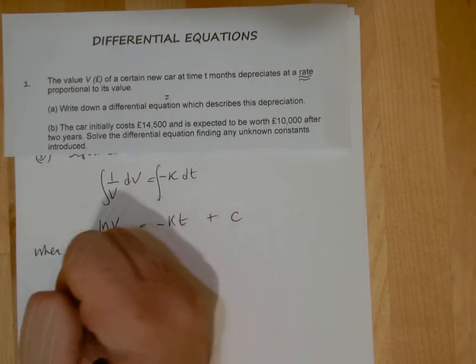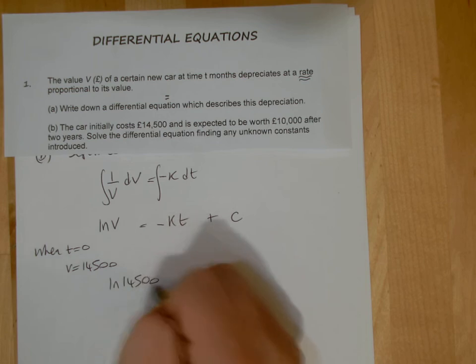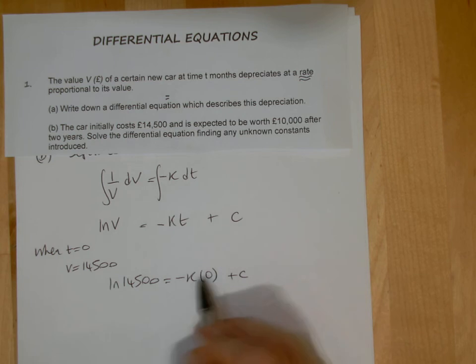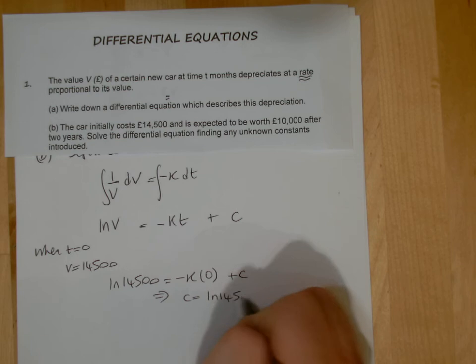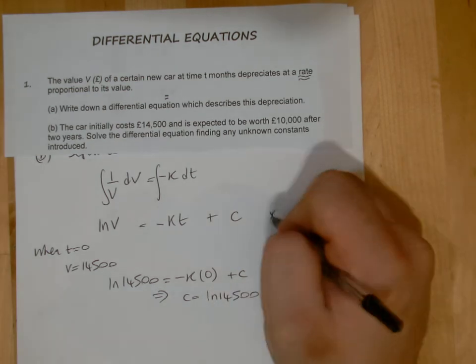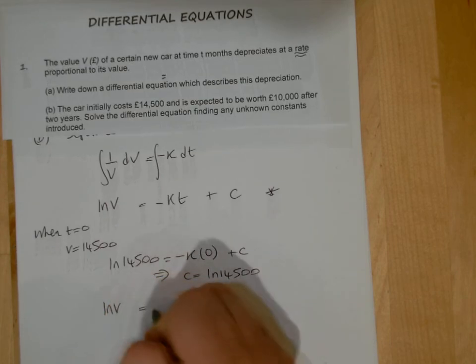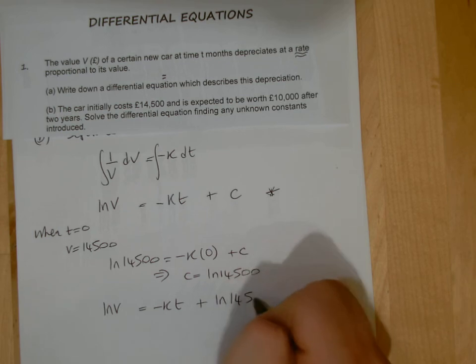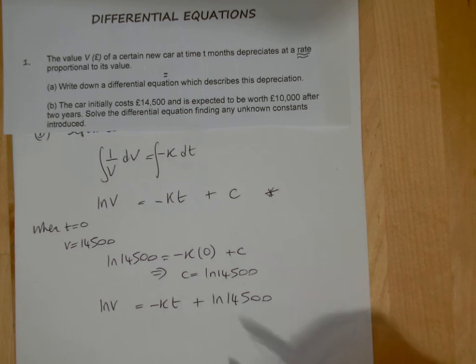Now initially, of course, means when time is 0 at the start. Initially v will be 14,500, so plug it in: ln 14,500 equals minus k times t, which is 0, plus c. That will go, which means c is equal to ln 14,500. So because I've got my constant, I just sub it back in there, and I get ln v is minus kt plus ln 14,500. So I've worked out my constant c. Brilliant. But I also now need to work out my constant k, right?